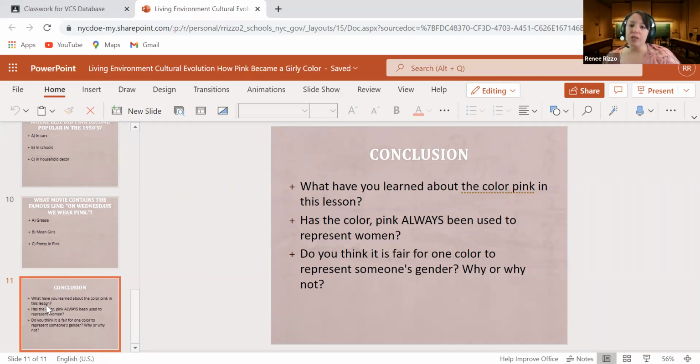The next question is really appropriate to discussions that happen within society today. Do you think it's fair for one color to represent someone's gender? And why or why not? How could that be potentially an issue?